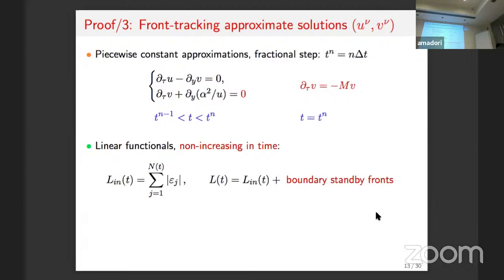Well, it is common to find some kind of Lyapunov function that measures the strength of the waves, meaning the strength of the jumps of our piecewise constant approximation. So there is a natural functional here that helps us, which is the sum of the epsilon j, which are the strengths of the discontinuities, measured in a convenient way. And this L in means the fronts that are included in the domain.